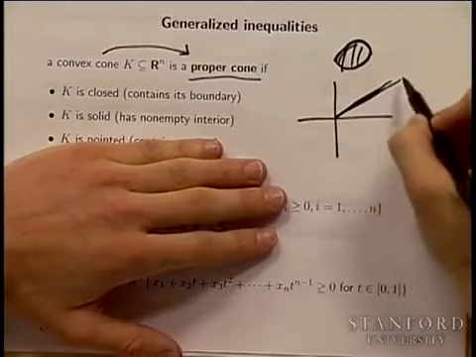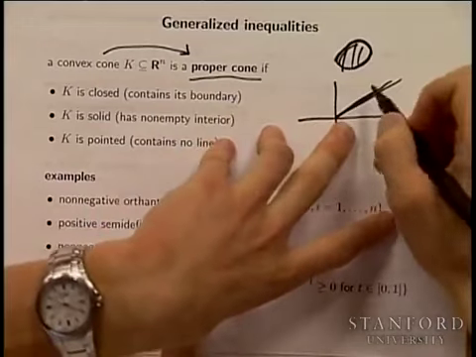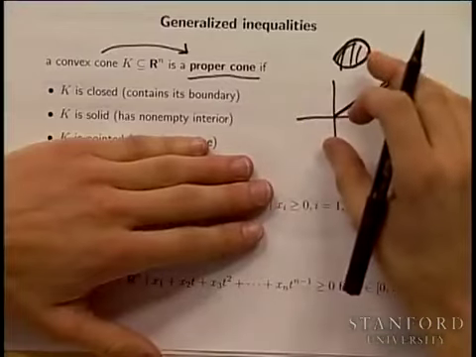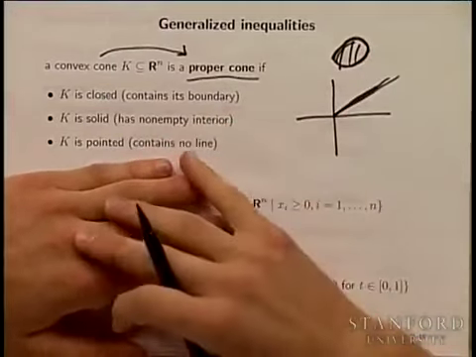Okay, so this cone here, believe it or not, it has empty interior, even though it's getting thicker by the second. But if I just have a ray out from the origin, it has no interior, so it's not a proper cone. There's one more requirement, and that is that the cone cannot contain a line.